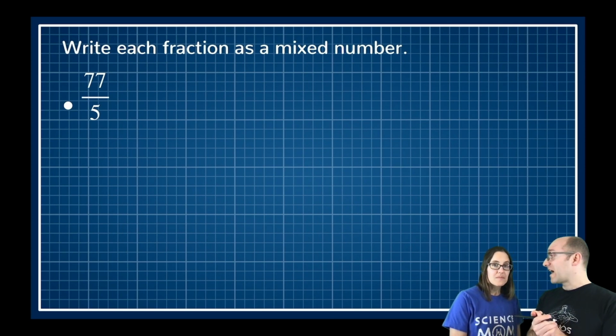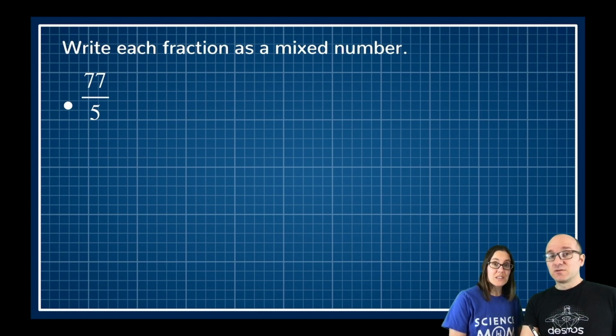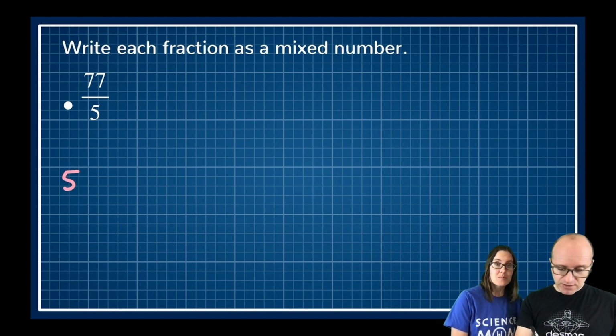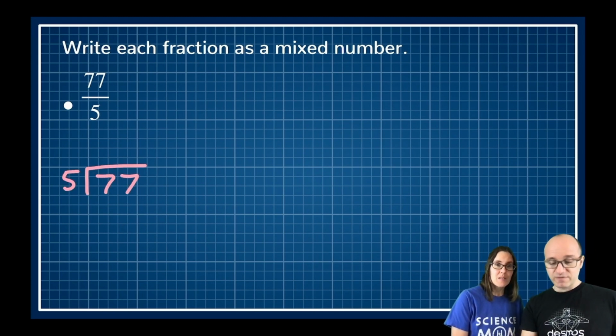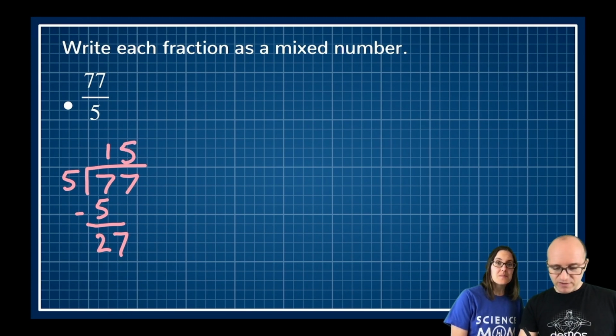77 divided by 5. How do I write that as a mixed number? Well, I can divide with long division. I think long division is our best tool here. So 5 goes into 7 1 time, and 1 times 5 is 5, and if I subtract 5 from 7, I get a 2. And 5 does not go into 2, so I bring down the 7. 5 goes into 27 5 times. So 5 times 5 is 25.